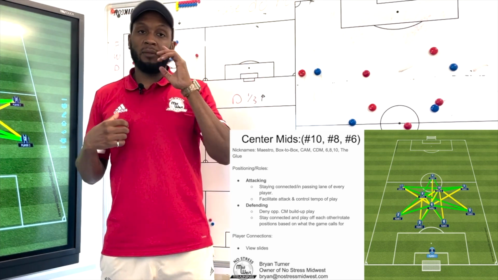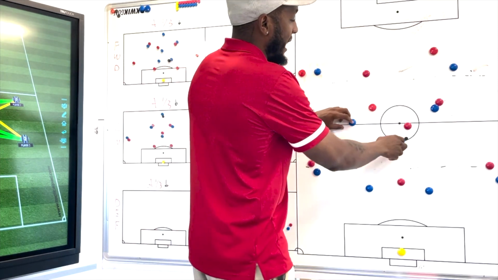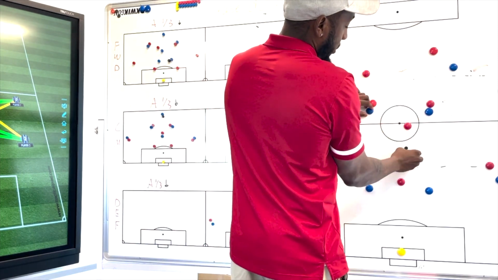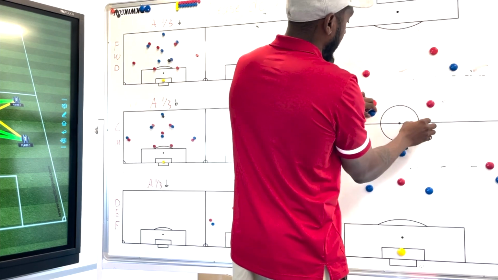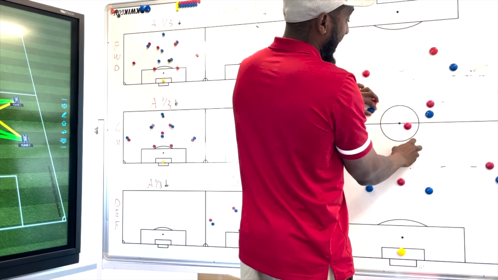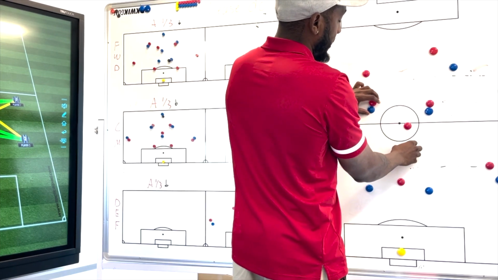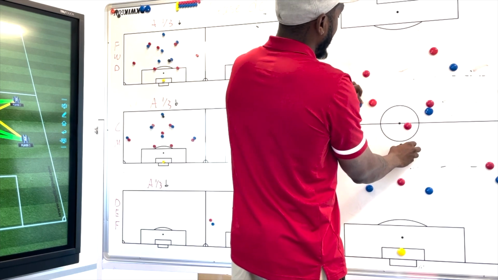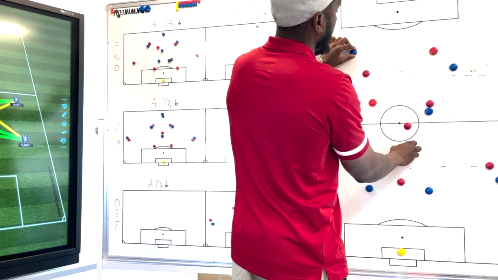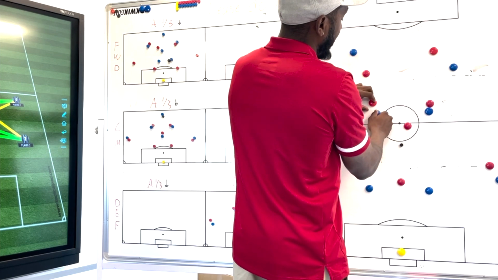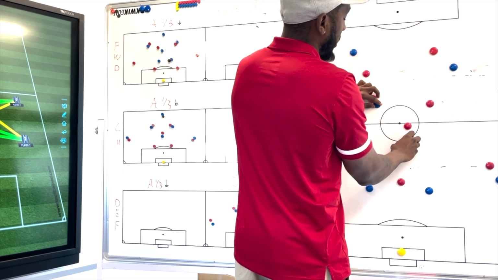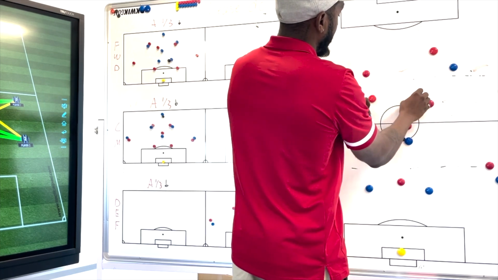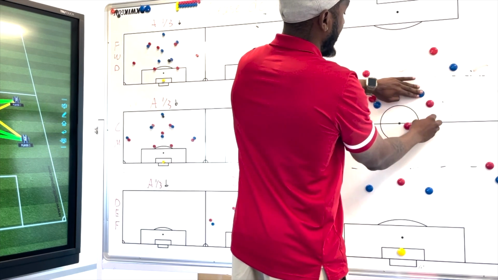How I like to teach with my center mids is that it's not so much that one person is a 6, one person is an 8, one person is a 10, and that's it. If someone needs to, because of what the game needs, a center mid steps up and goes in an attacking role, well, the 6 can come up, maybe the 10 drops off, and all 3 center mids just know how to work within each other.